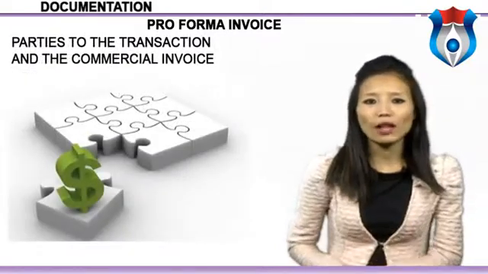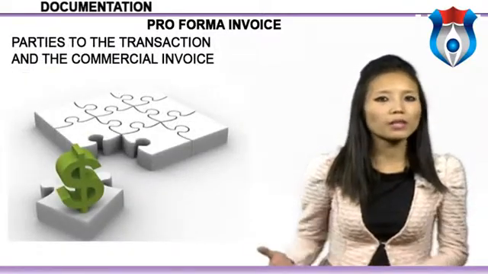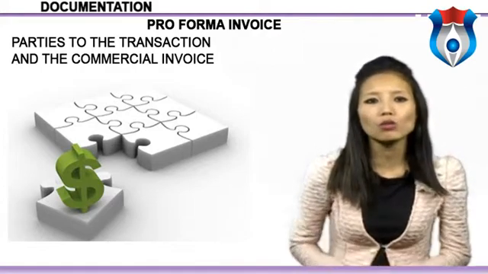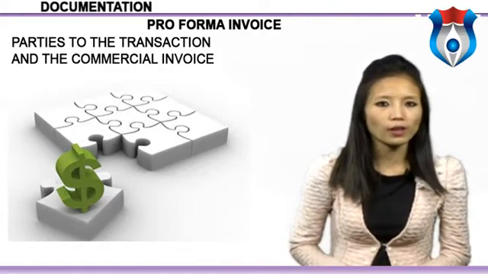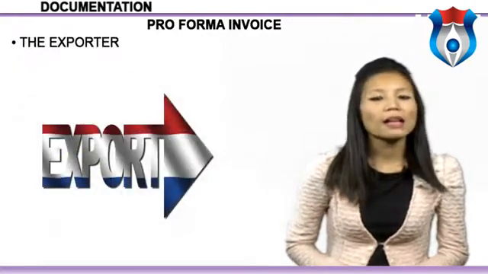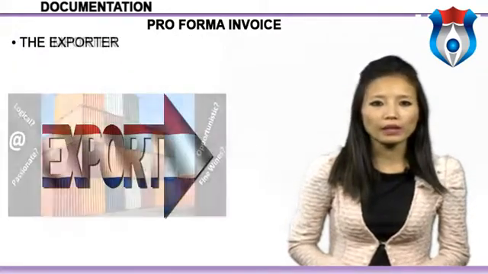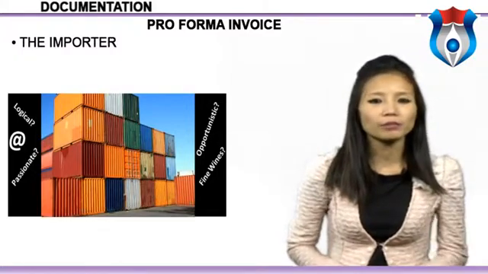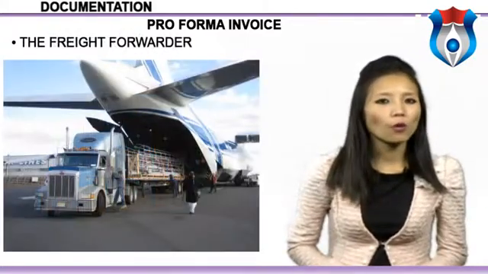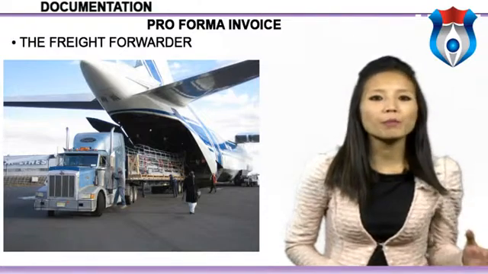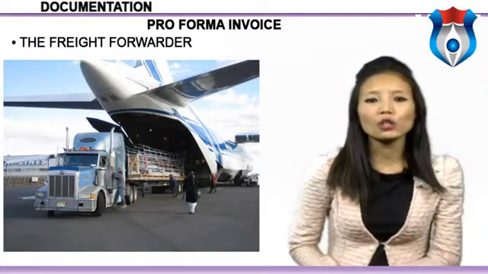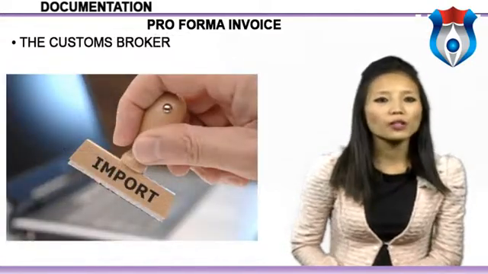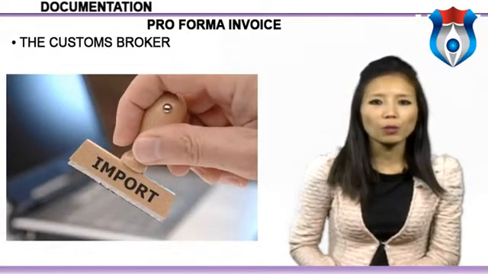Parties to the transaction and the commercial invoice. The parties involved in the export transaction that need an original or copy of the document underscore the importance of the commercial invoice. They are the exporter, as a record of the shipment and the payment mechanism. The importer, also a record of shipment and payment mechanism. The freight forwarder uses the invoice in part to prepare the documentation they provide as part of their services. The customs broker uses the invoice to prepare the customs entry forms at the point of import.